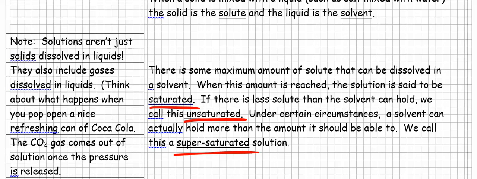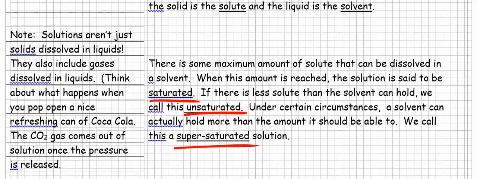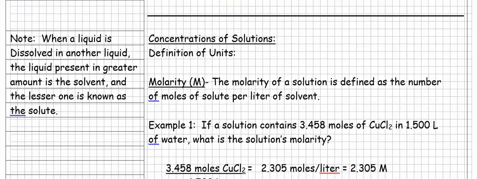Saturated, you've got the maximum amount of solute that can be held in the solvent. If you have less than that, we call that unsaturated. If you have more, under special circumstances that we'll talk about a little bit later, that's called supersaturated, okay? So, a supersaturated solution. All right, good.